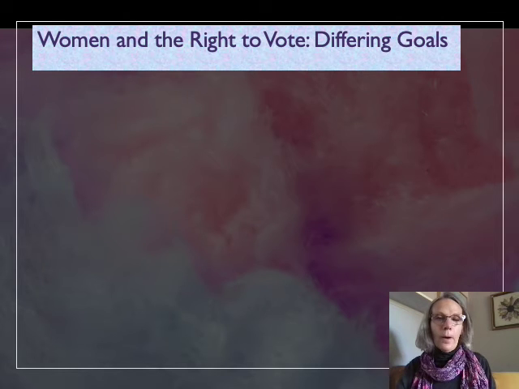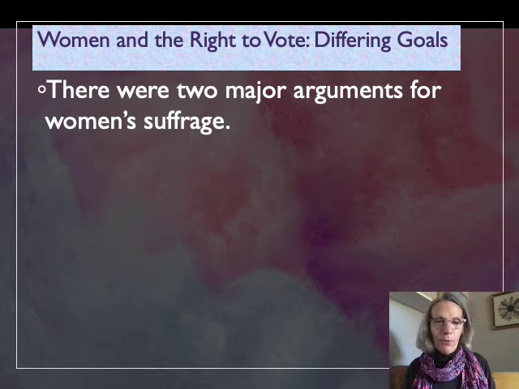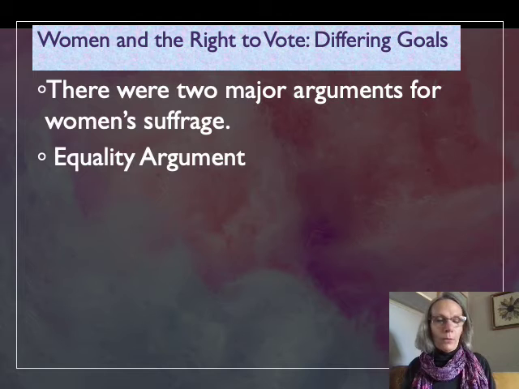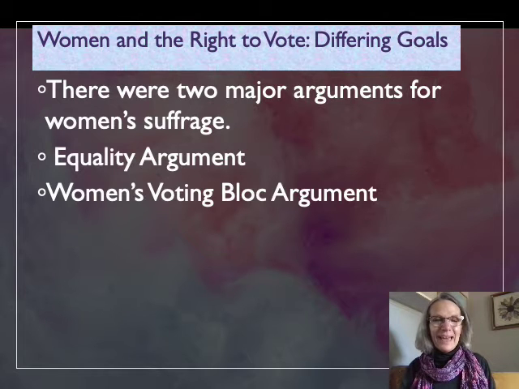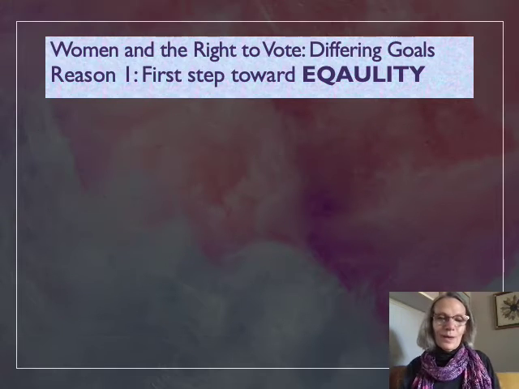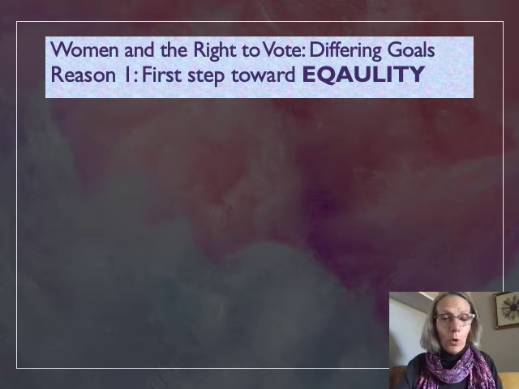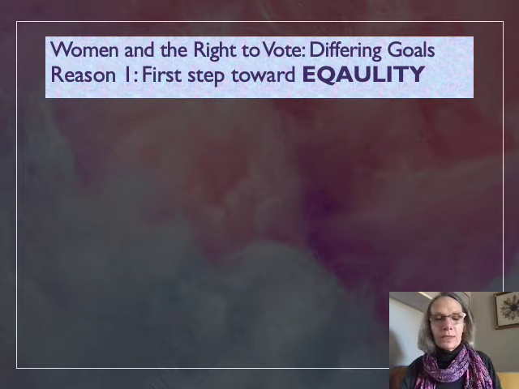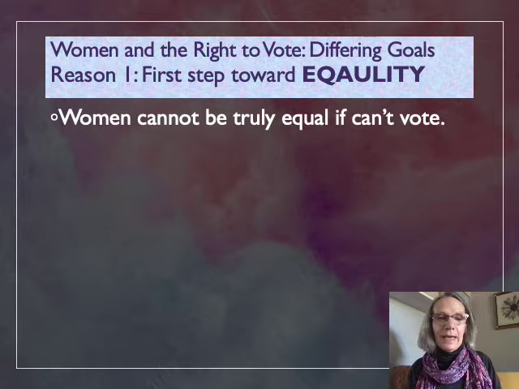There are two major arguments that were made for women's suffrage. One was known as the equality argument, and the other is the women's voting bloc argument. So let's take a look at both of these arguments. So let's look at the equality argument. The equality argument is basically saying that getting the right to vote is the first step towards more general equality throughout the society.